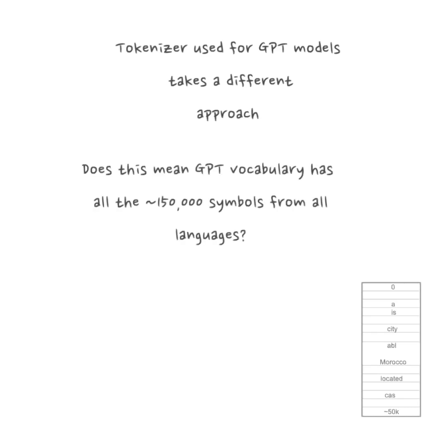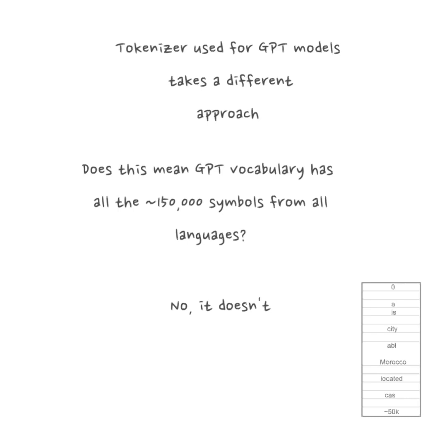GPT model tokenizers don't take this unknown token mapping approach. In fact, as we saw in the beginning, GPT-3.5 and ChatGPT can follow instructions in non-English, even though these models were almost exclusively trained on English. Does this mean the GPT vocabulary has all the 150,000 symbols from all languages? It doesn't. If we examine the vocabulary file, we will not see any Tamil or Chinese symbols.